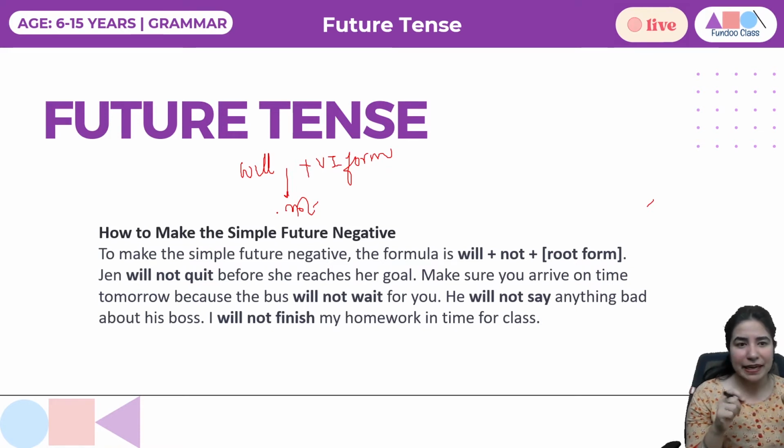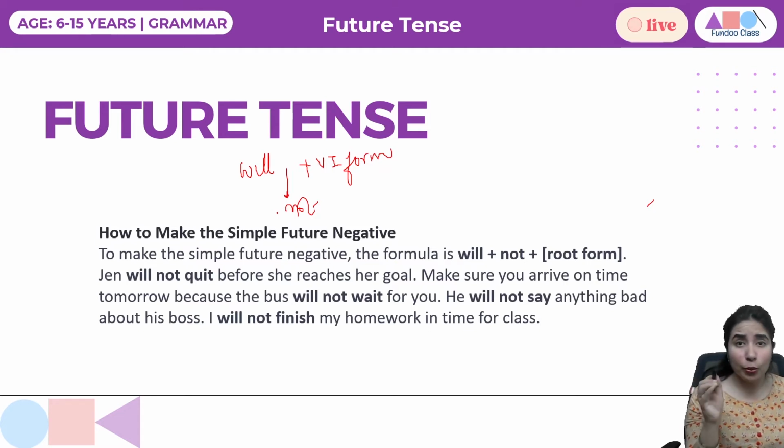So you can quickly pen it down, just this much: whenever we are making a negative future tense sentence, we'll have the formula will, and after will we'll put not, and then we'll place verb first form, right? So quickly, 10 seconds to just jot it down.